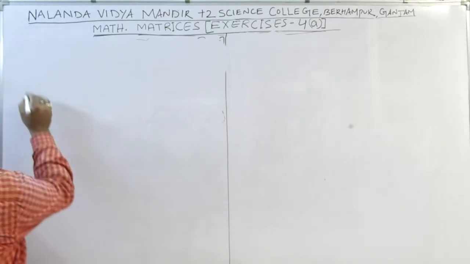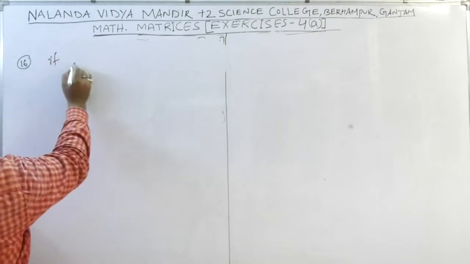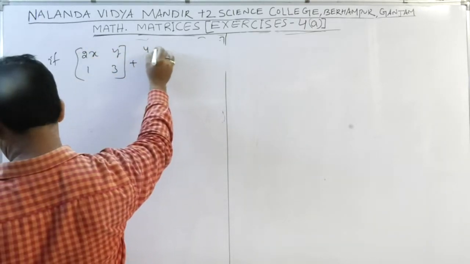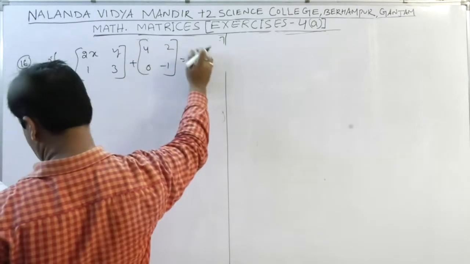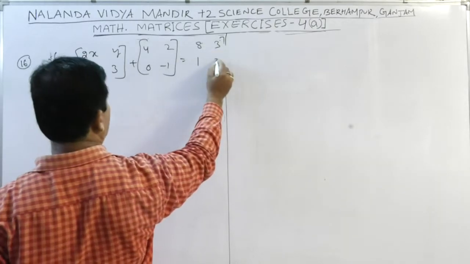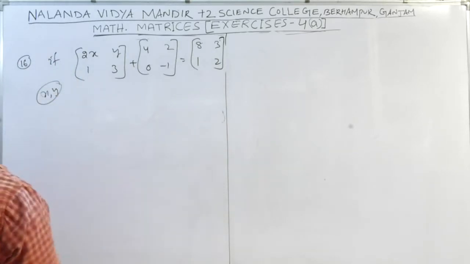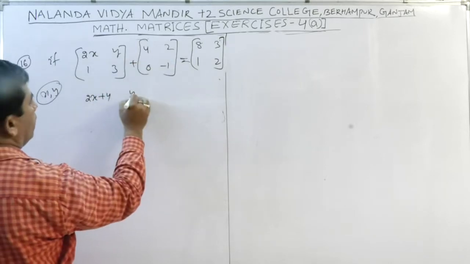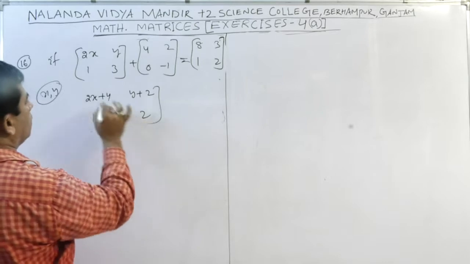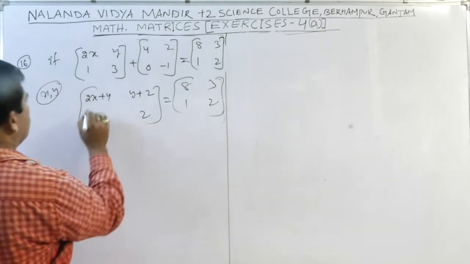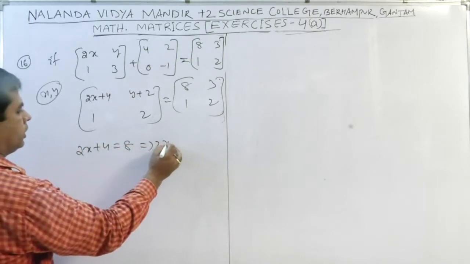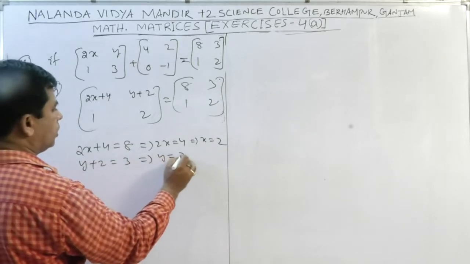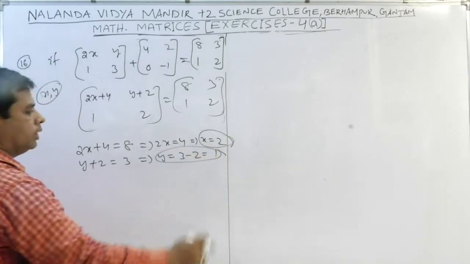Now question number 16. If the matrix 2x y 1 3 plus 4 2 0 minus 1 is equal to 8 3 1 2, find the value of x and y. So I am going to add these two matrices, which gives this matrix. Therefore, 2x plus 4, y plus 2, 1, 3 plus minus 1, 2 is equal to 8, 3, 1, 2. Therefore, 2x plus 4 is equal to 8. This implies 2x is equal to 4. This implies x is equal to 2. In the same way, y plus 2 is equal to 3. This implies y is equal to 3 minus 2 is equal to 1. x is equal to 2 and y is equal to 1. Okay.